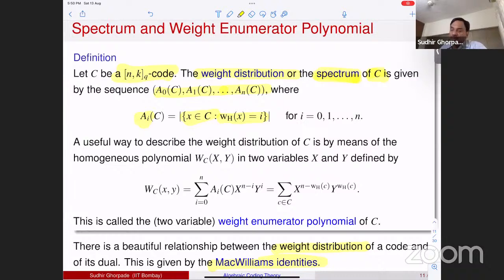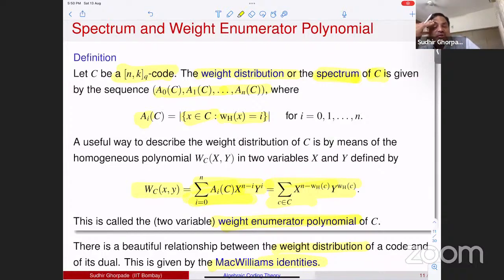That sequence is called the weight distribution. It is customary, instead of writing the sequence, to write down a two-variable polynomial. This is a way of encoding the sequence, if you like: the sum of A_i x to the n minus i, y to the power i. This is called the weight enumerator polynomial of the code, usually denoted by W_C(x,y).